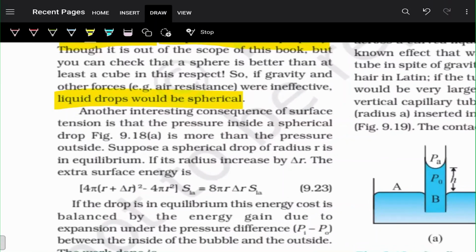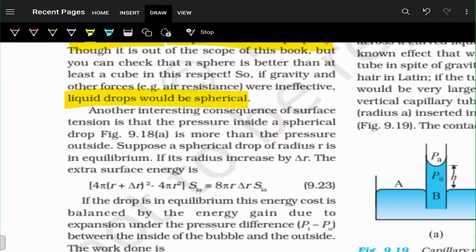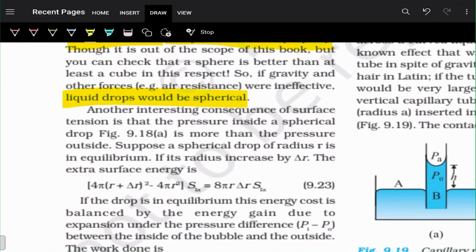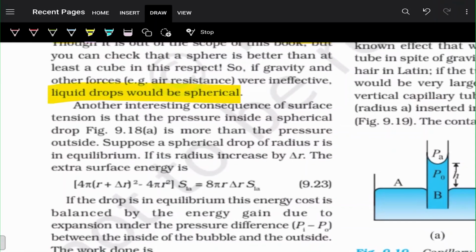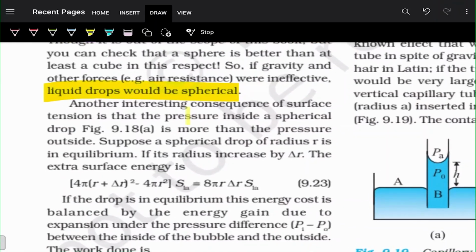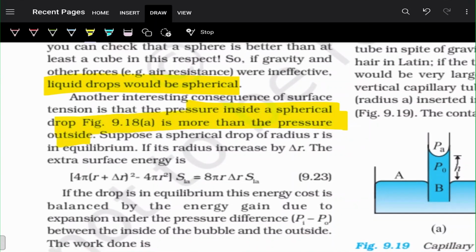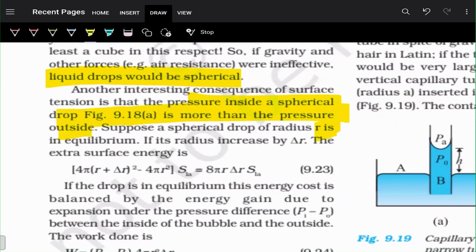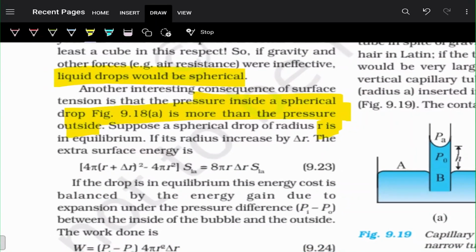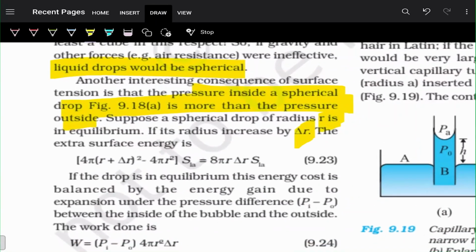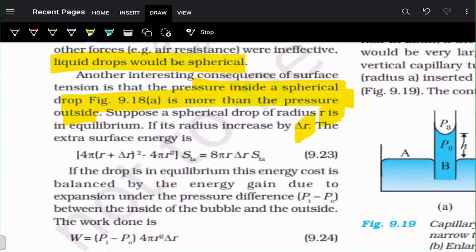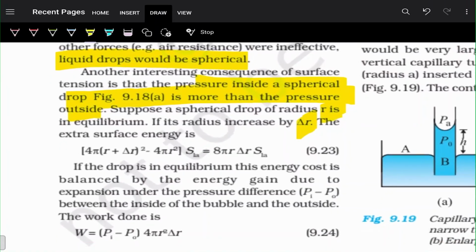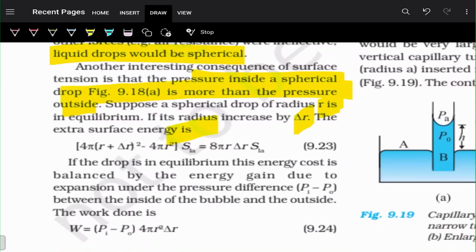ഡ്രോപ്പിലെ inside pressure നോക്കിയാൽ, pressure inside the drop is more than the pressure outside. Suppose a spherical drop of radius r is in equilibrium. If its radius is increased by delta r, okay, first radius r ആണ്, small r. ഇപ്പോൾ radius delta r കൂട്ടി. So the extra surface energy എന്തായിരിക്കും? Surface energy എന്താണ്? Area into surface tension.